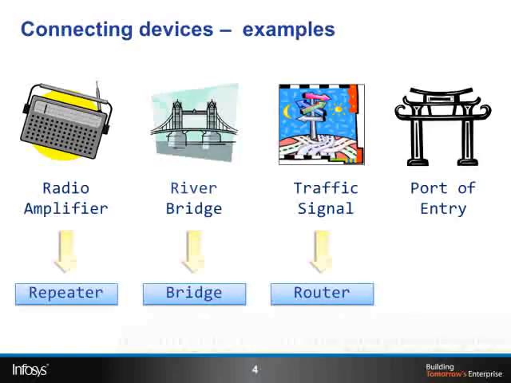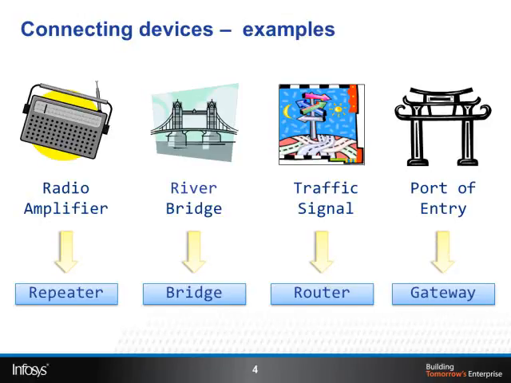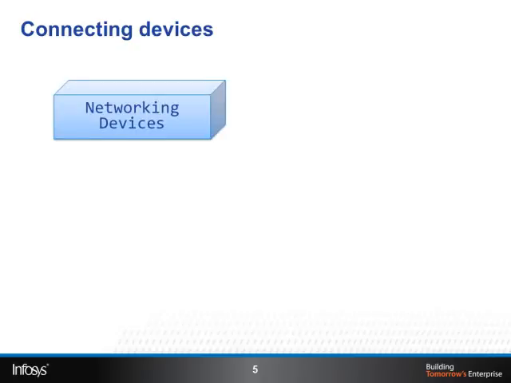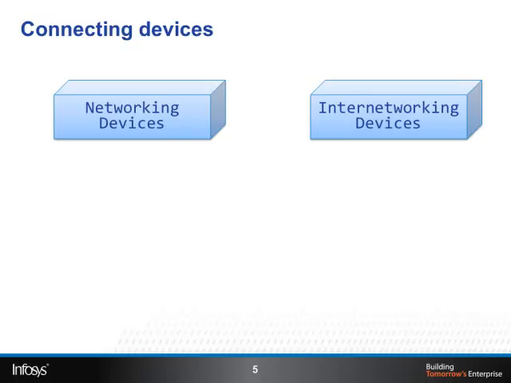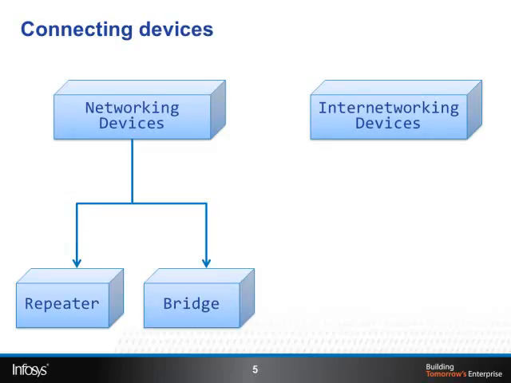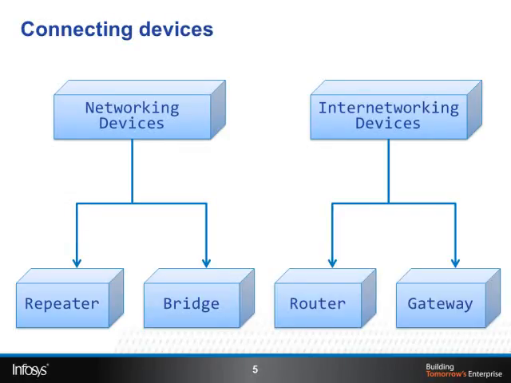Port of entry is a place where a traveler is allowed to enter a country, enabling him to travel to other cities of the country. Port of entry can be considered as analogous to gateways in the context of connecting devices. Let us look at the different types of connecting devices. The connecting devices can be categorized into two types, namely networking devices and internetworking devices. Networking devices are repeater, bridge. Internetworking devices are router, gateway.